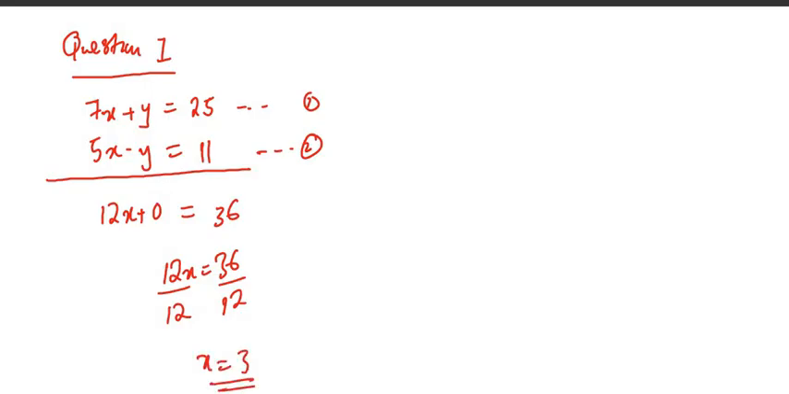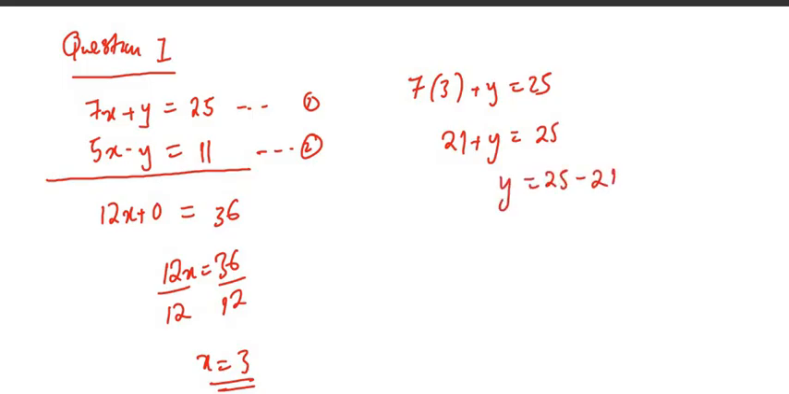When you get your first letter, you replace it in any of the two equations that you choose to use. I'll use the first one. To get the value of y, this is simply going to be 21 plus y to give us 25. So y is equal to 25 minus 21, meaning y is simply going to be equal to 4.